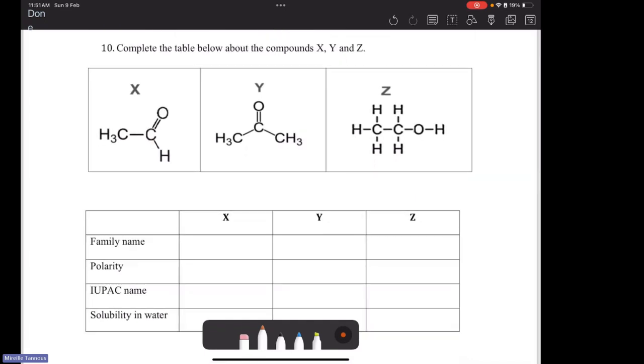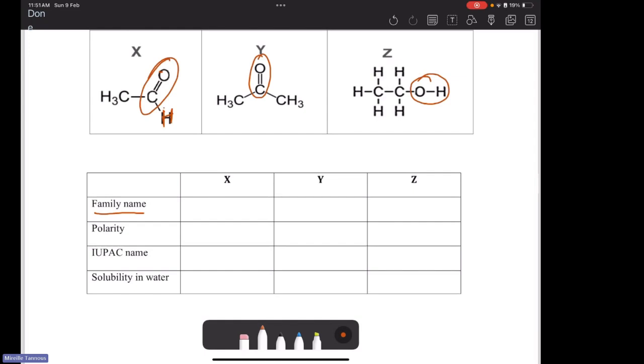Another question again. I have three compounds given. I have a carbonyl X, I have another carbonyl, and I have a hydroxyl. Oh, they want the family name. So X is an aldehyde, there's a hydrogen in it. Aldehyde. Y, a ketone. Z, alcohol. All of them are polar.